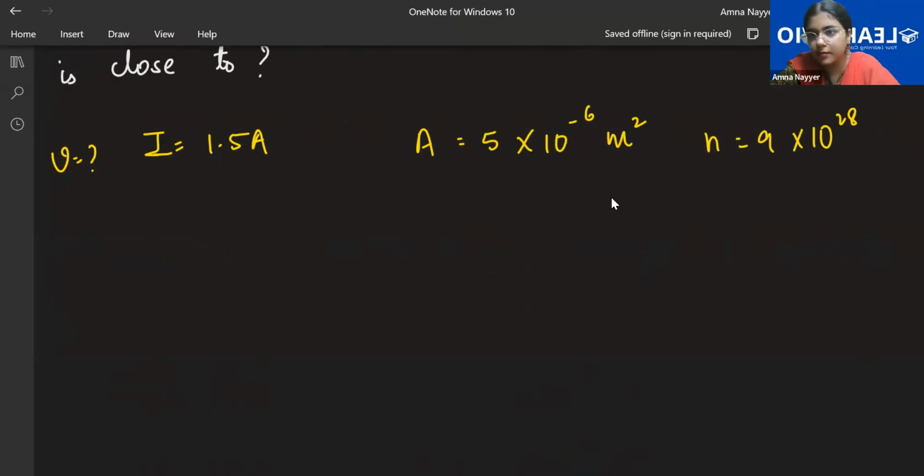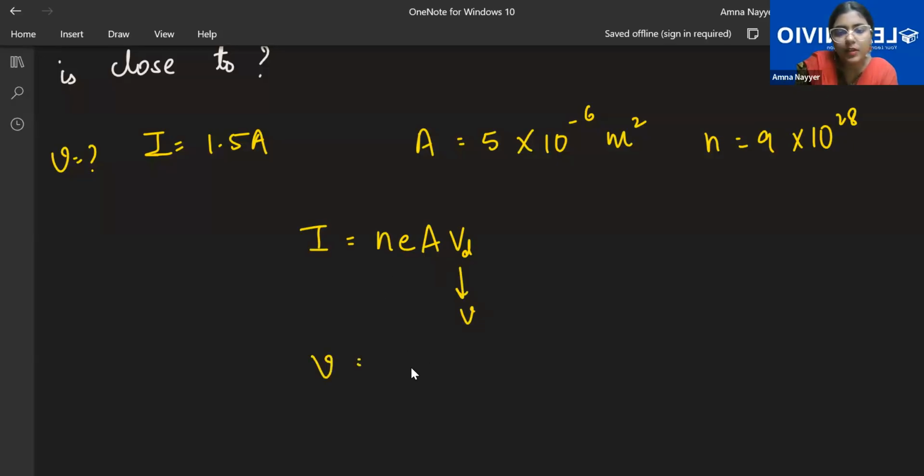I by nea. Yes, very good. You are telling the formula for drift velocity, no? Correct, very good. See, our formula is I is equal to neA vd. From here, if I write the value of the drift velocity, which is given as V, V will be equal to I by neA. Very good.